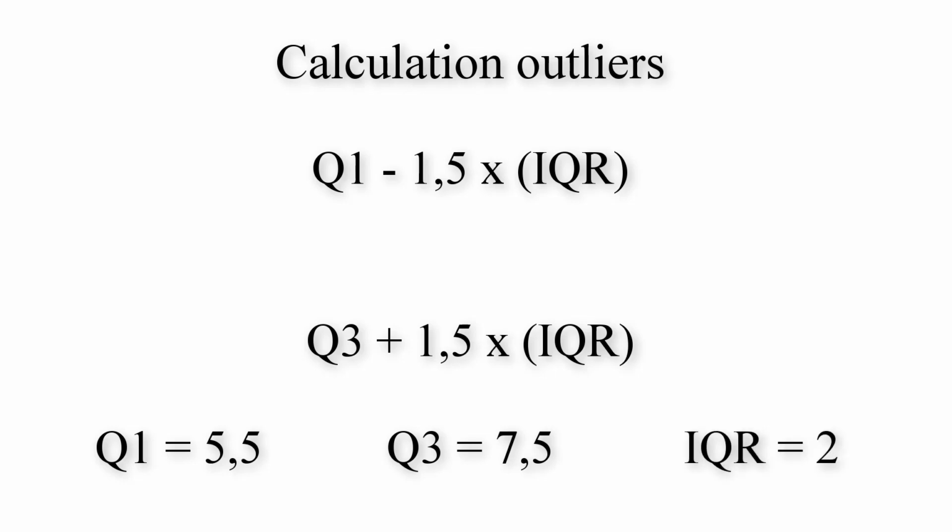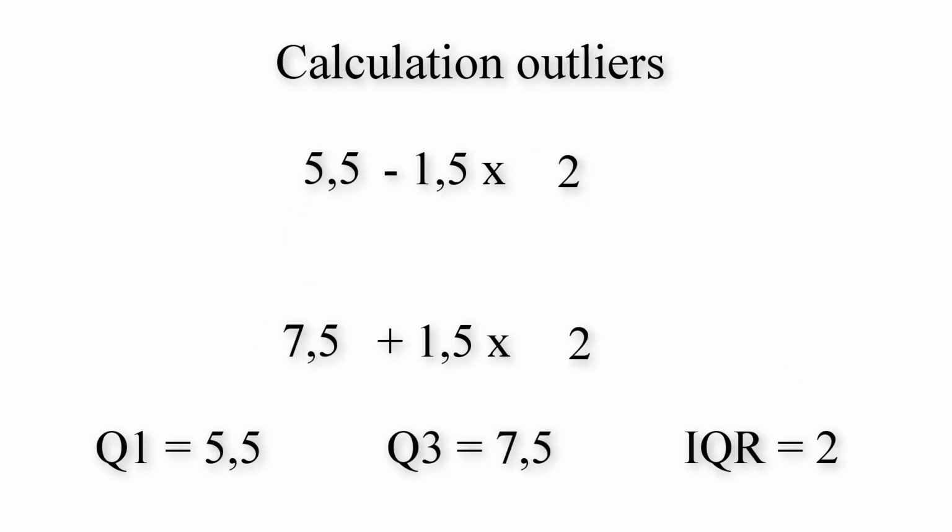Step 1. Insert the values into the formulas. The result of the minus formula shows you that each score below 2.5 is a low extreme outlier. The result of the plus formula shows you that each score above 10.5 is a high extreme outlier.